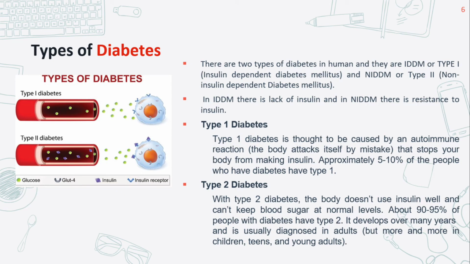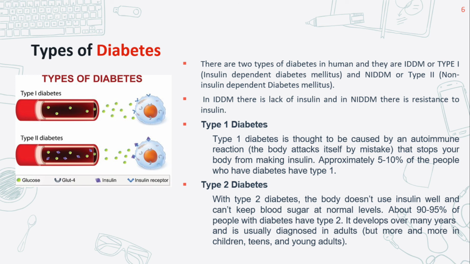In humans, there are two types of diabetes: type 1 diabetes or insulin-dependent diabetes mellitus, and type 2 diabetes or non-insulin-dependent diabetes mellitus. Type 1 diabetes is due to an autoimmune reaction which stops the body from making insulin. This leads to the pancreas producing little or no insulin. Type 2 diabetes is when the body doesn't utilize the insulin properly and isn't able to maintain the blood sugar at normal levels.